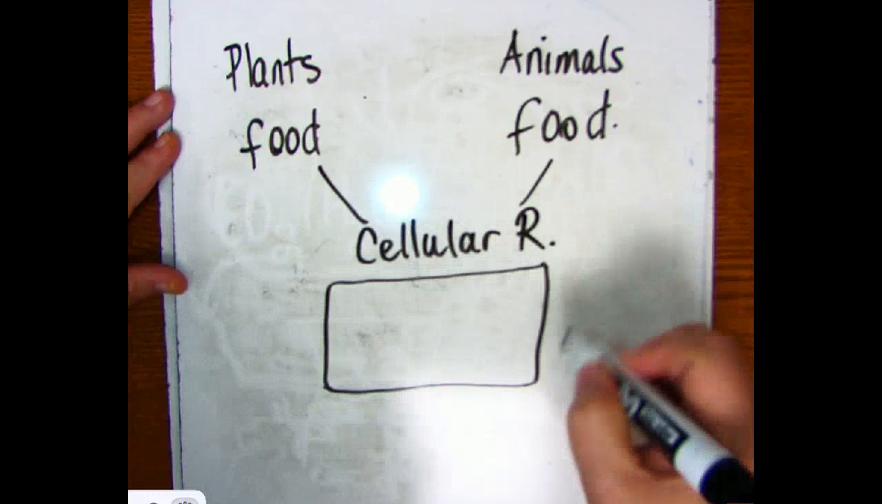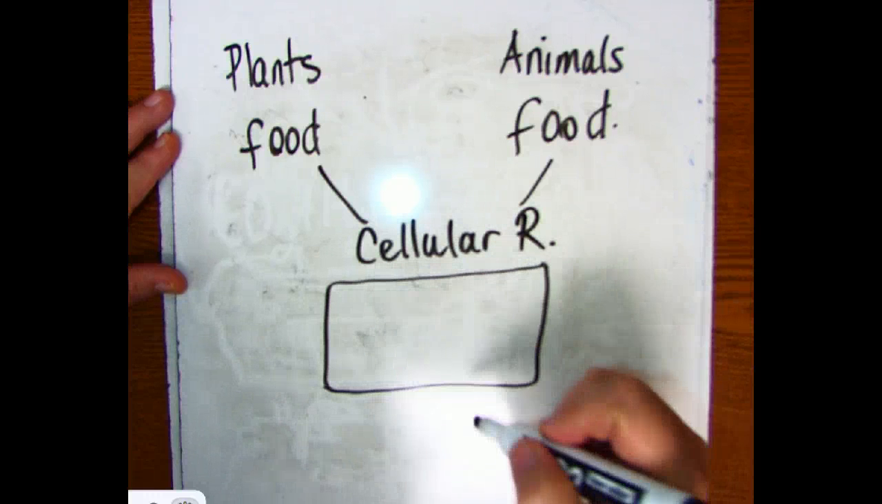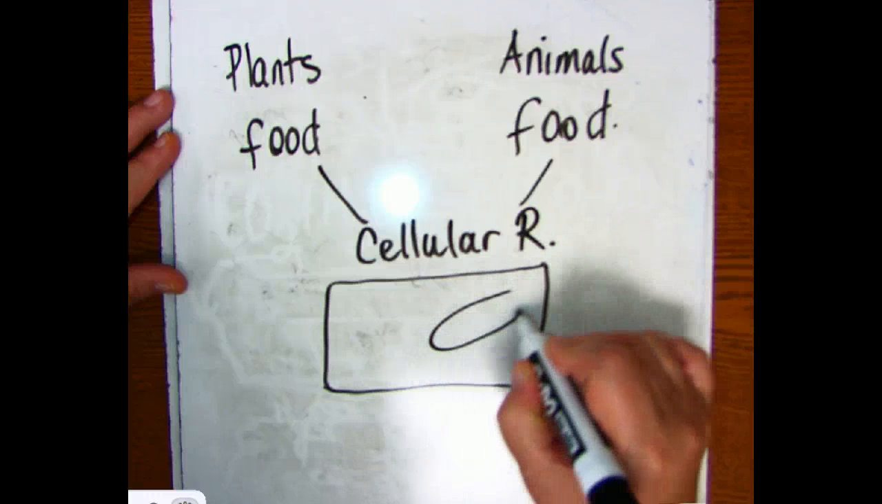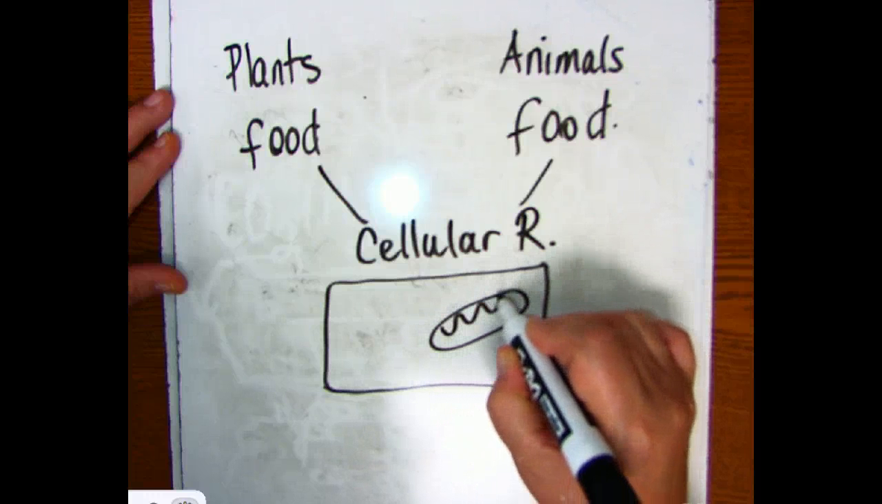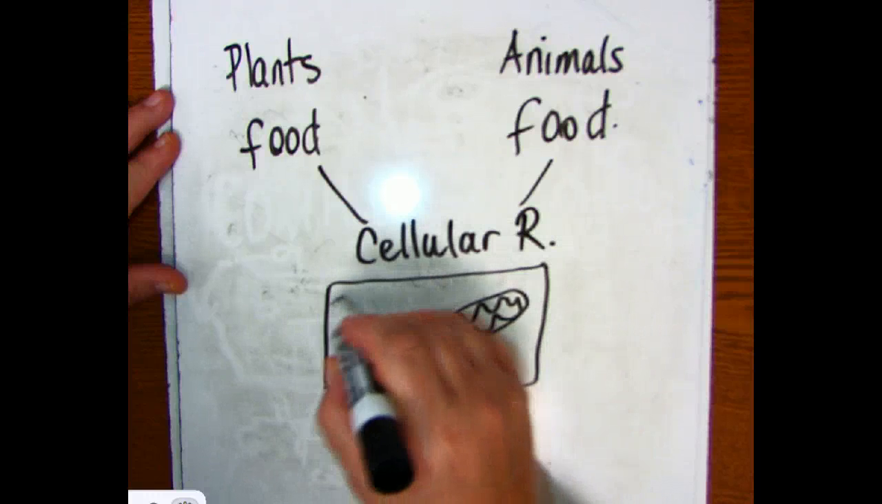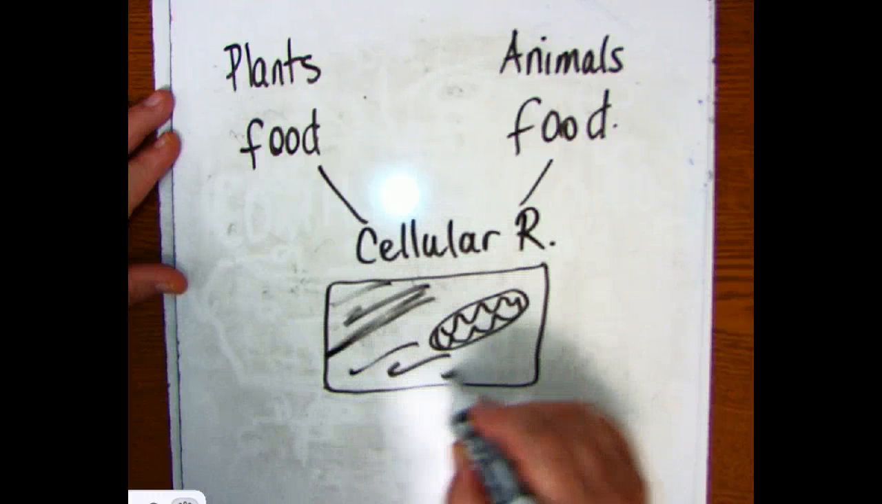So what you need to understand is within the cell there are different organelles, and I'm just going to draw a square cell. It could be oval or round. What you need to understand is that within the cell there is an organelle called mitochondria, and the cytoplasm in the cell contains the organelles.